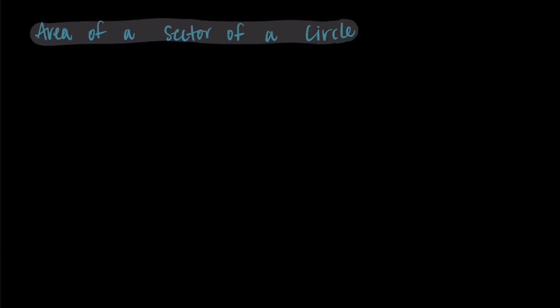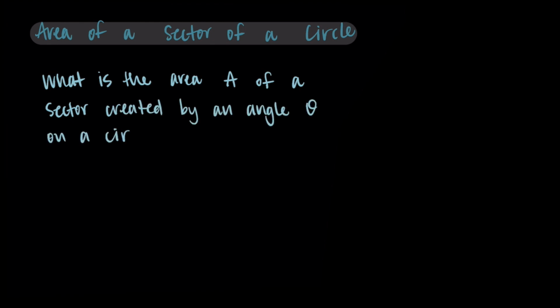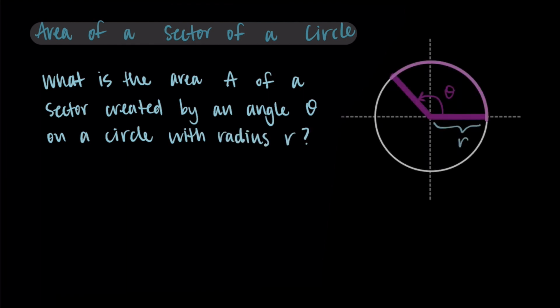Hi, welcome back. In this video, I'm going to talk about how we find the area of a sector of a circle. So our motivating question here is: what is the area A of a sector of a circle created by an angle theta on a circle with radius r? So we're setting up here that we have a circle, we have an angle theta that is drawing out a sector of a circle, and we know our radius to be r.